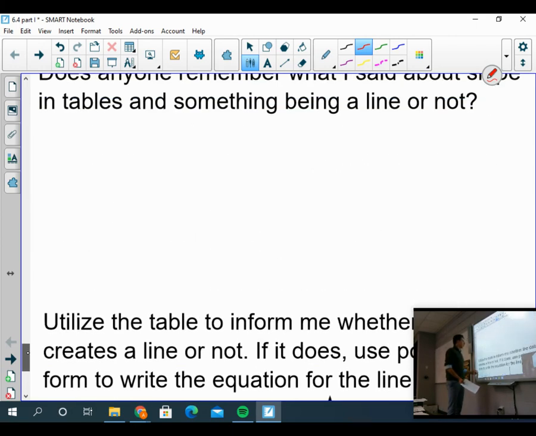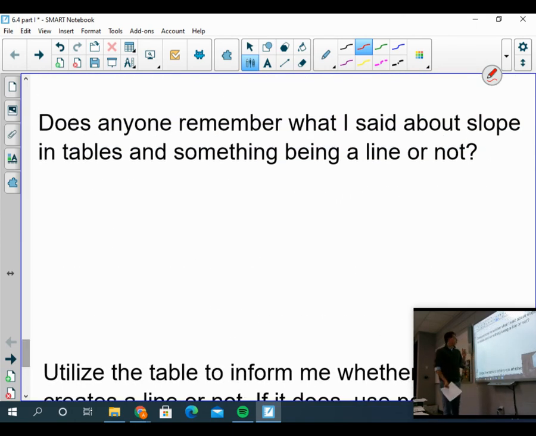What I want you to do is think back to what I said about slope and tables and something being a line or not. If you remember in 6.2, we played hangman to figure out if something was linear or not. And in 6.1, we actually looked at an example at the very beginning when we were first looking at rate of change of something that wasn't linear. Do you remember it? Well, pause the video and think about it.